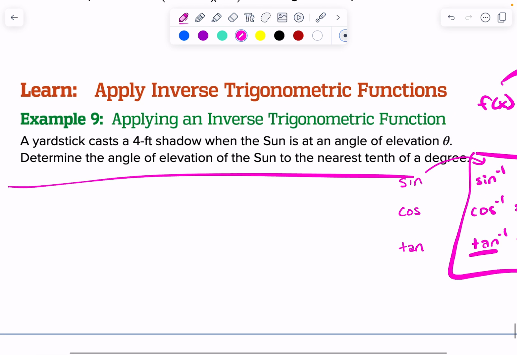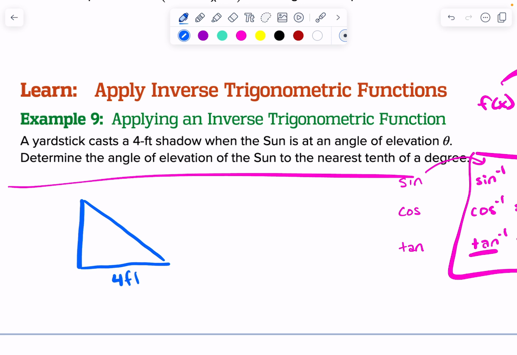All right, let's draw a picture. A yardstick, straight up and down, casts a 4-foot shadow. I'm making this into a right triangle. The sun is at an angle of elevation of however many degrees. An angle of elevation is from horizontal up, so that's the angle of elevation up to the sun. The sun is shining and casting a shadow here. Determine the angle of elevation of the sun to the nearest 10th.